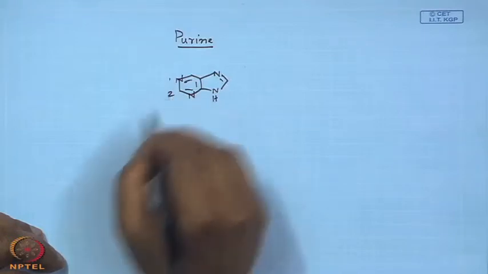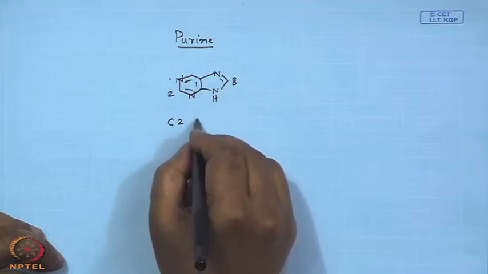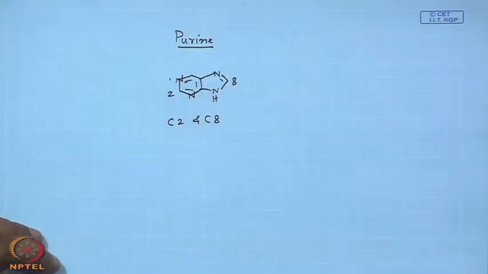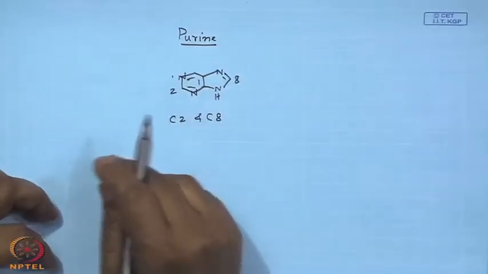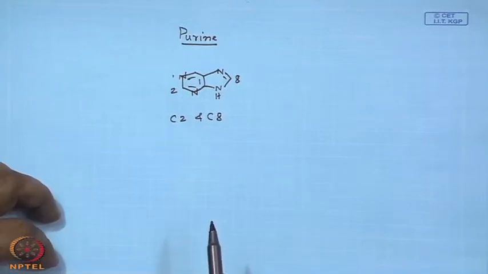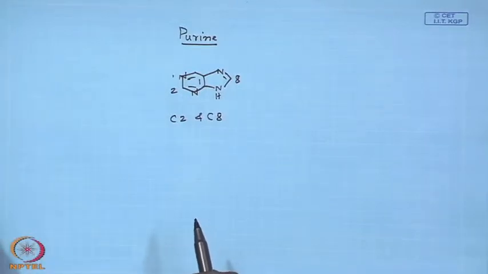The starting point here, if you remember, this is 1, this is 2. You have to look at C2 and C8. What does it tell you? Whenever you start with a heterocyclic molecule, you have to look at the structural features first. Do you see any pattern? Do you see any similarity between the C2 carbon and an existing, rather popular, starting material?